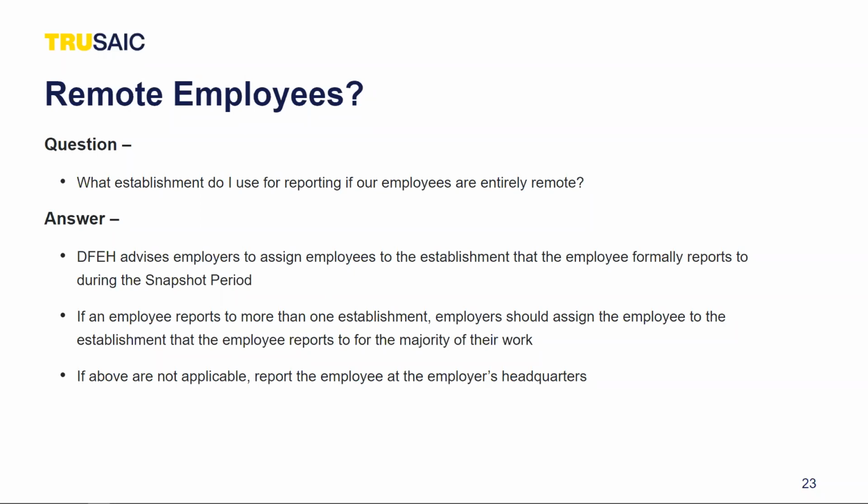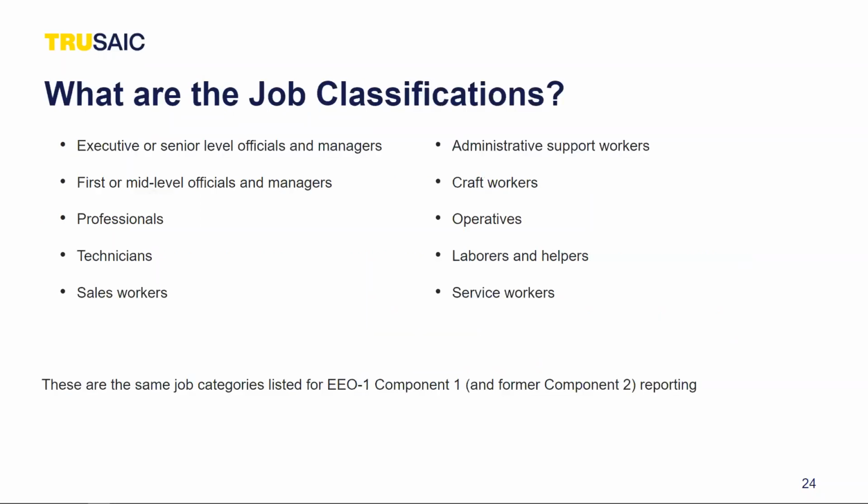Okay, next slide, please. So after establishment, the next piece of data being submitted and aggregated in these submissions is job classifications. What job category do workers fall into? These job categories are familiar from EEO-1 reporting, but they take on greater significance in the context of pay data reporting. This gets back to the question that Matt asked earlier about seniority, because seniority is not included here. It's just these 10 categories.